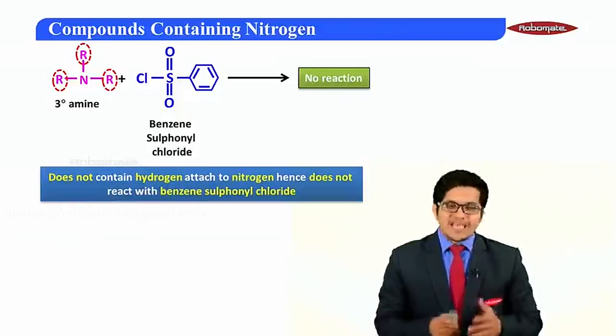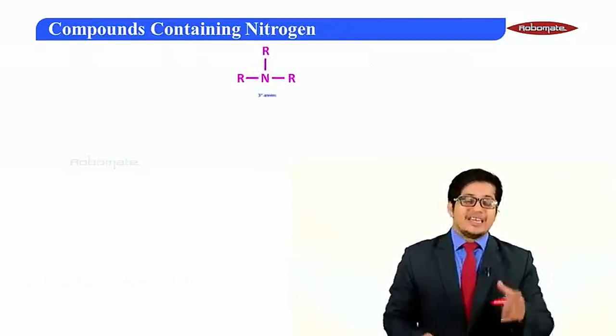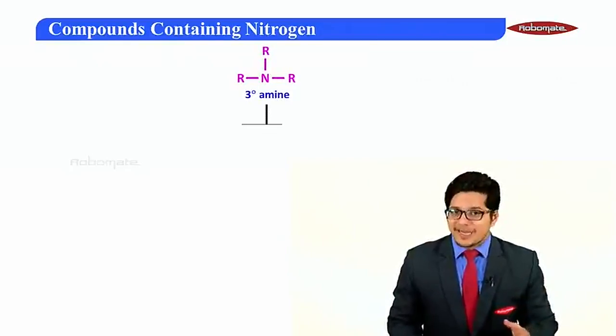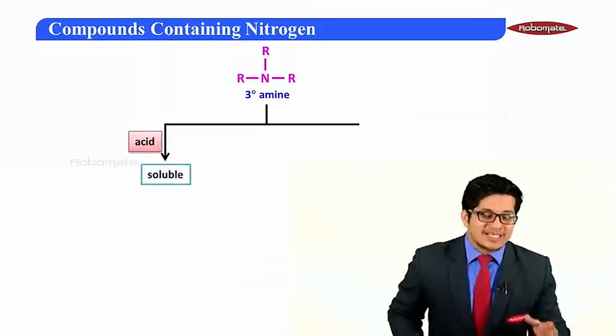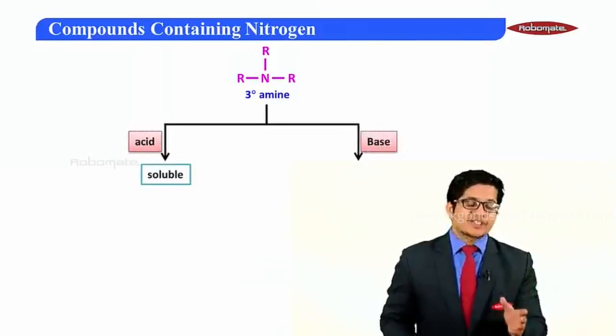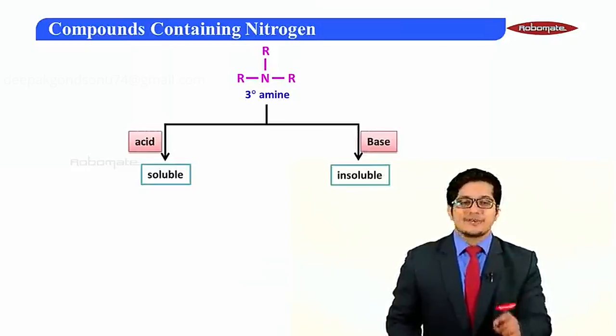So now, what we can say is that all the tertiary amines, which are either aliphatic or aromatic, would be treated with acid as well as a base. But they are soluble in acid and they are insoluble in base.